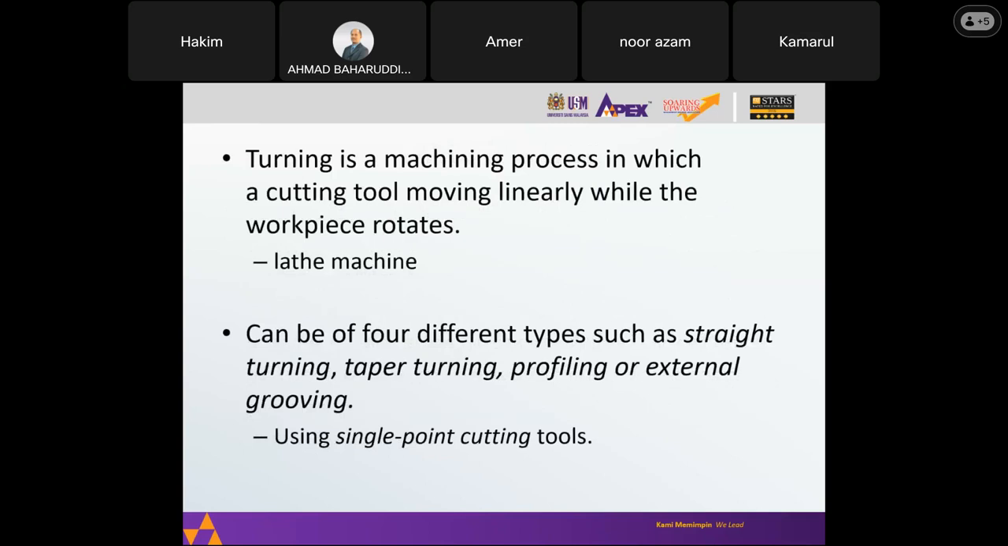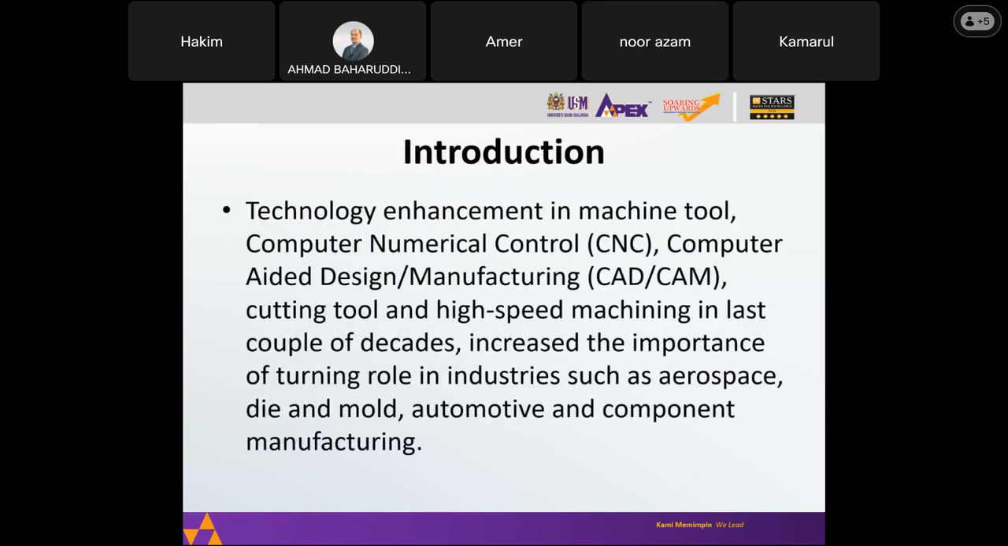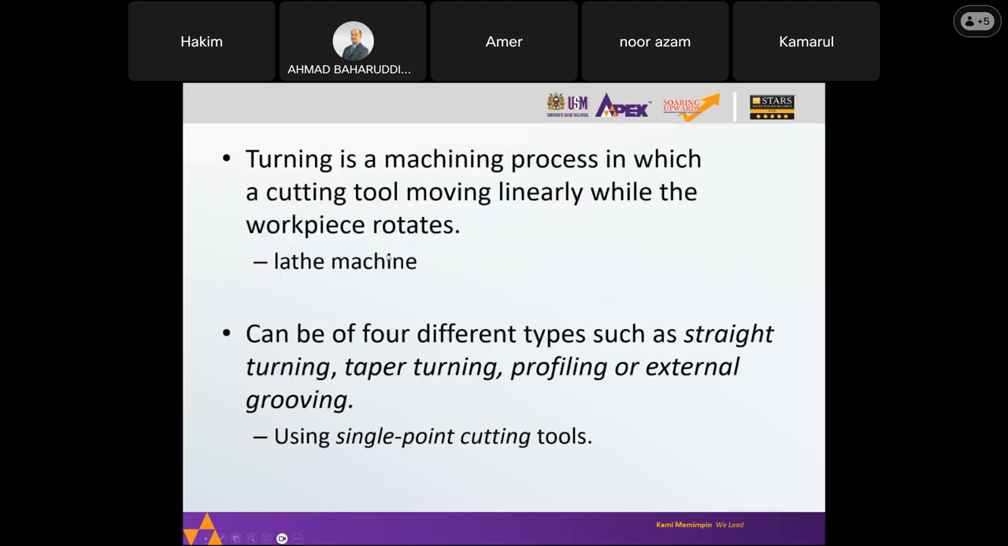Right. So turning is a machining process in which the cutting tool moves linearly while the workpiece rotates, and it is usually performed in a lathe machine. There are various types of turning, but usually it uses single point cutting tools. Milling can use multiple cutting tools, but in turning only a single point cutting tool. The tool moves linearly while the workpiece rotates.